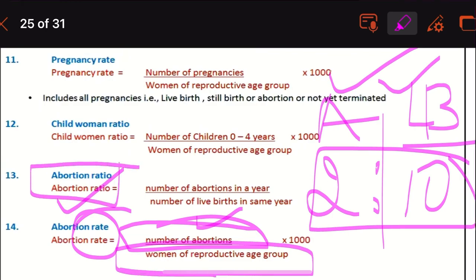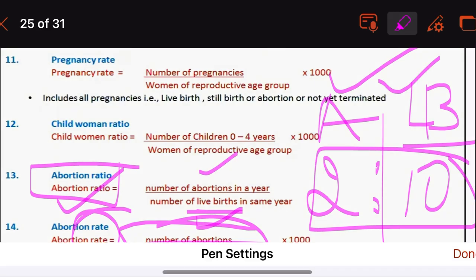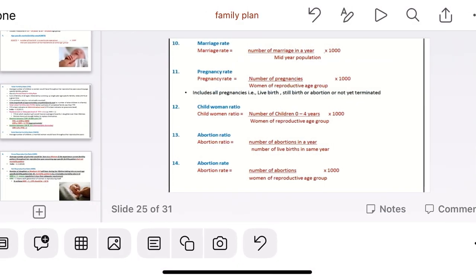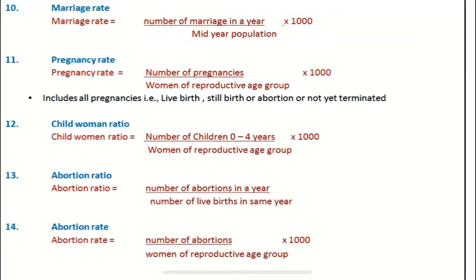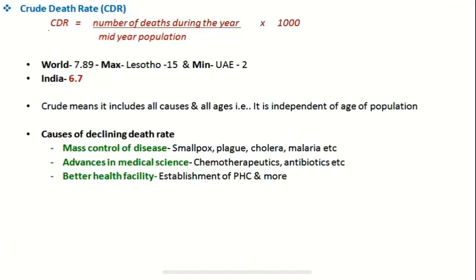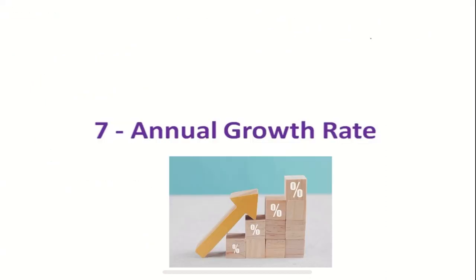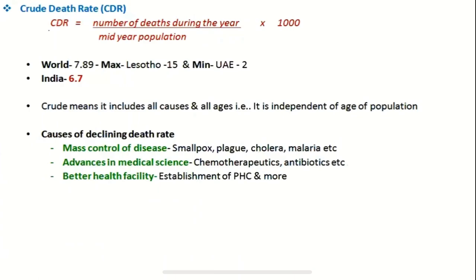In this ratio we are considering the live births as well as the abortions being compared. So I guess the pregnancy rate, child women ratio, abortion rate and ratio is clear. When you're taking the ratio, consider the abortions by the live births. If it is considered as a rate, we'll consider the women of the reproductive age group. Moving on to the last indicator, that is the crude death rate.